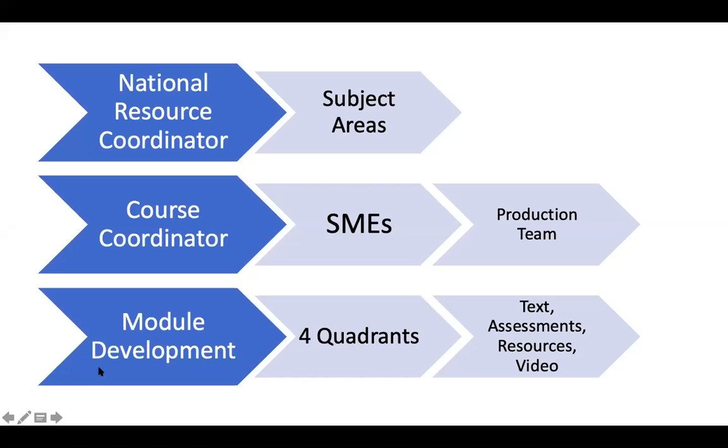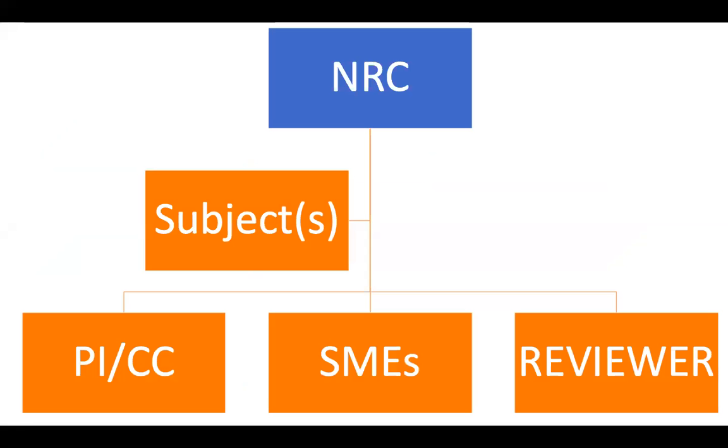Then the module is developed once the course coordinator along with the SMEs decides that, okay, we are going to make 23 modules, and 4 modules are allocated to SME 1, 2, 3, 4. Then every SME is going to make 4 quadrants: text, assessment, resources, and videos. This is how it goes.